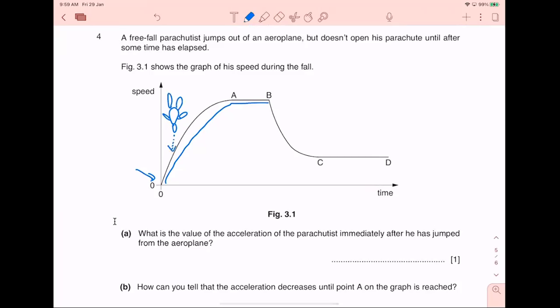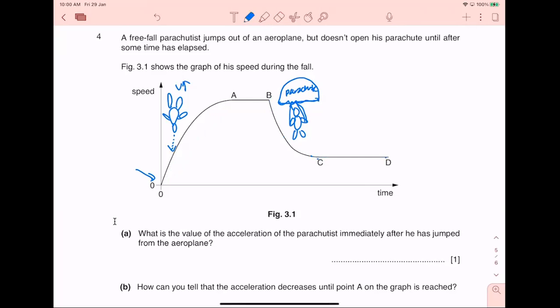So he is falling down, but the speed is increasing. Okay, and then here, when he is falling down, but he's stable already, he opened the parachute. So that is why the speed is dropping, and after some time it will be balanced again.